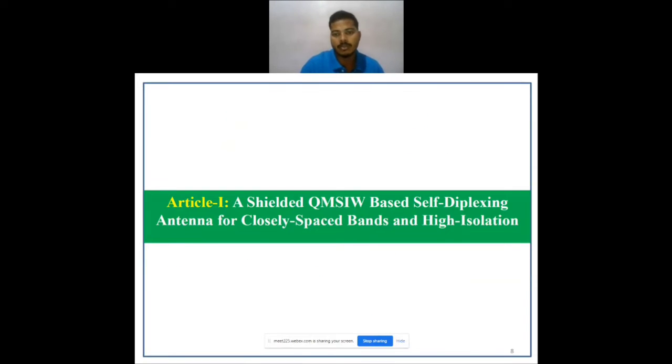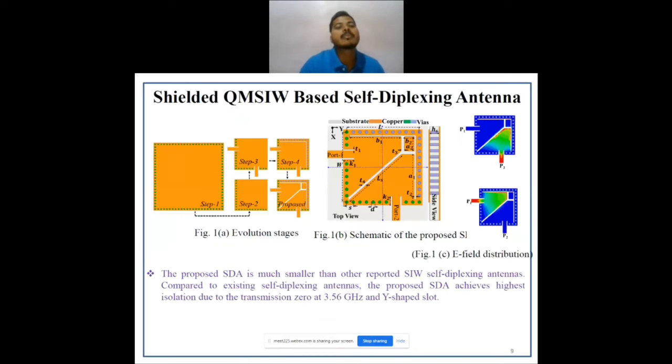This is my first work, a shielded quarter mode SIW based self-diplexing antenna for full space band with high isolation. Here, in step 1 I have taken full mode, and then the quarter mode, divided into 4 parts. Then I have used a Y-shape slot. With this Y-shape slot, I have achieved a dual band self-diplexing antenna. Self-diplexing is nothing but at a time one port you can turn on and the other one off, so at a time it works for one frequency.